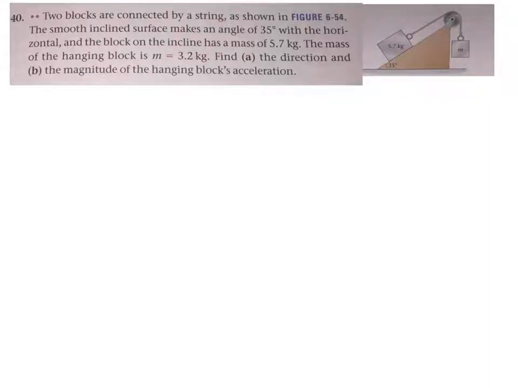Chapter 6, Number 40. Two blocks are connected by a string as shown in the figure. The smooth inclined surface makes a given angle with the horizontal, and the block on the incline has a known mass, whereas the mass of the hanging block is also known but different. Find A, the direction, and B, the magnitude of the hanging block's acceleration.